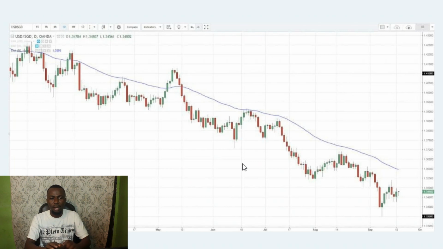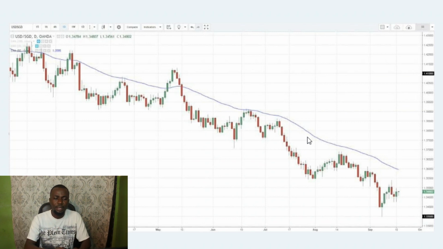Now let me give you another example again. Now this tells you that the market is in a downtrend. Why? Because the candlesticks are below the moving average, right? They are consistently below the moving average, telling you that the market is clearly in a downtrend. Because without this moving average, you will not know where the market is going. But for the fact that you have plotted this moving average, it tells you that the market is heading down because the candlesticks are below the moving average.